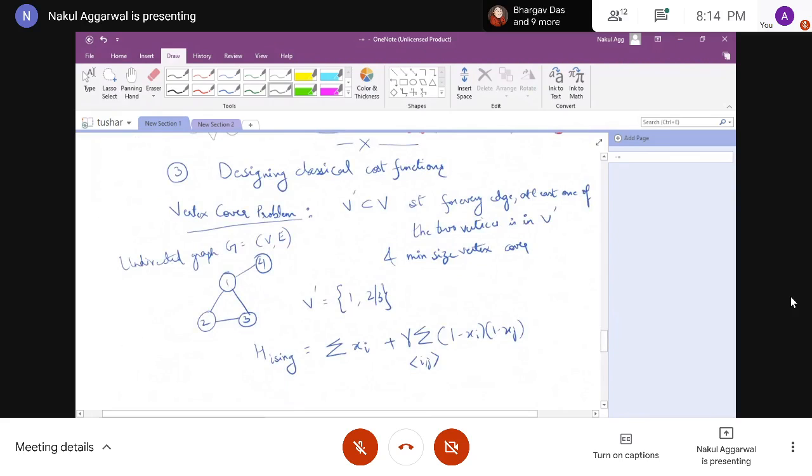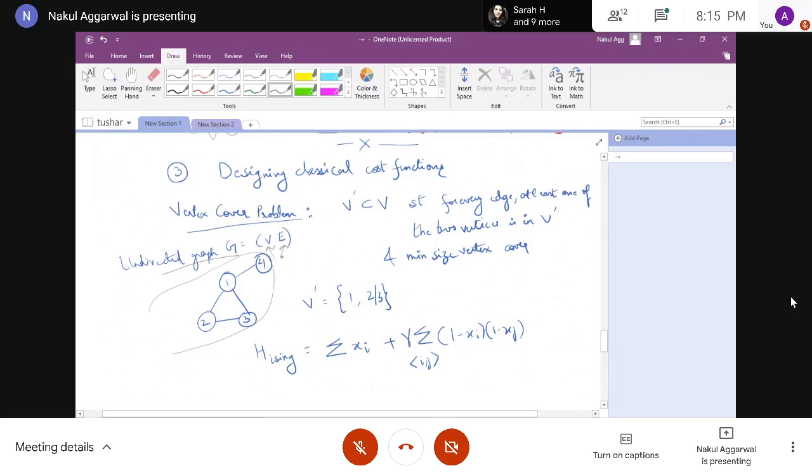So there's a vertex cover problem in computer science. You have an undirected graph G consisting of vertices V and edges E. This is just an instance of the vertex cover problem that I've drawn here. You have an undirected graph G having vertices V and edges E.